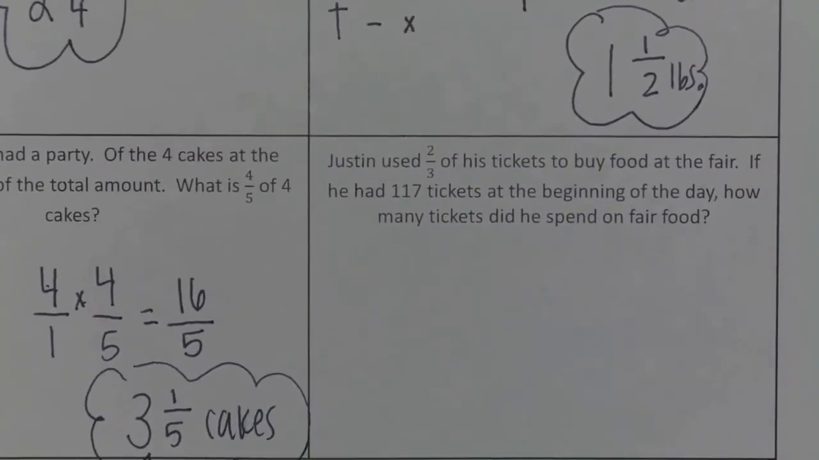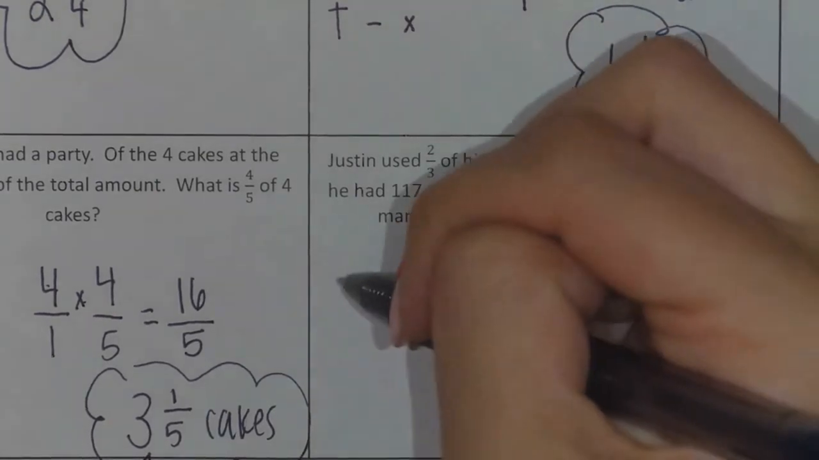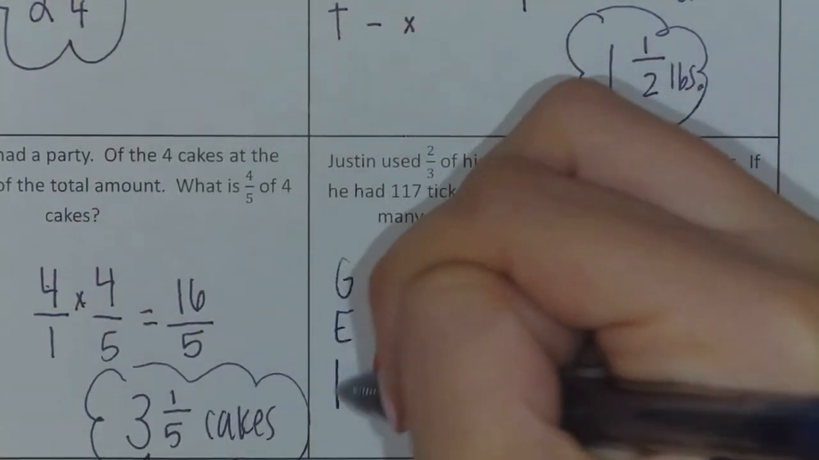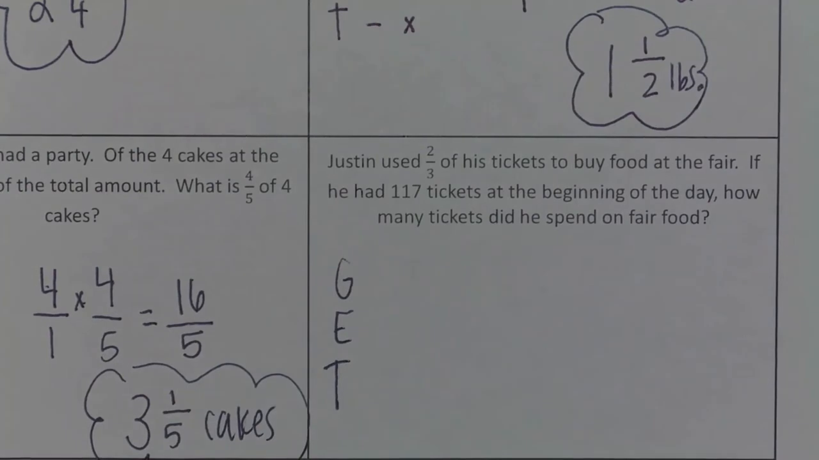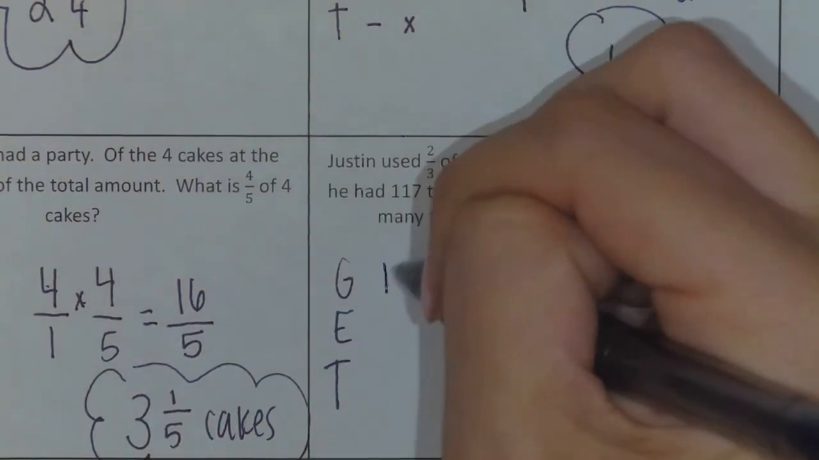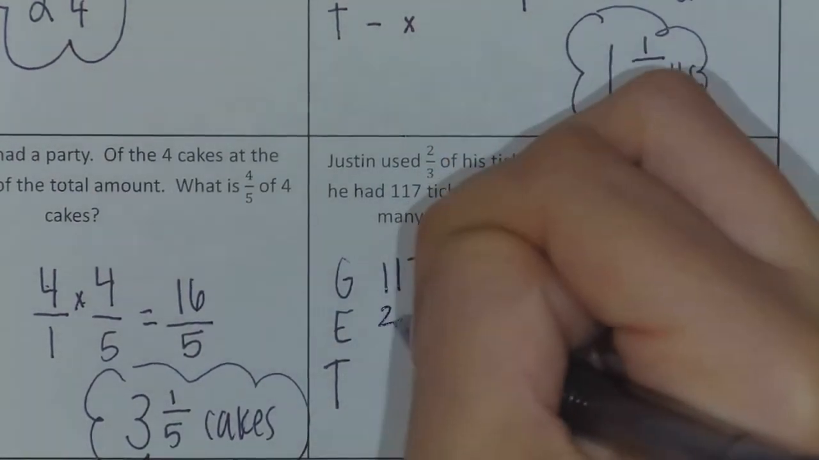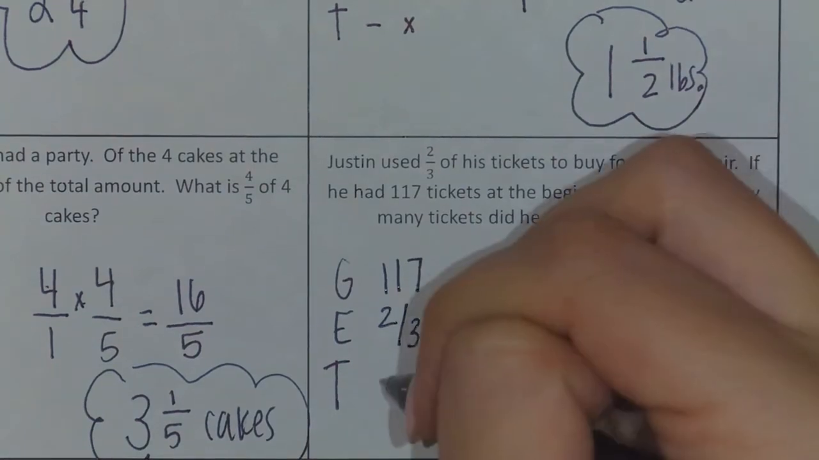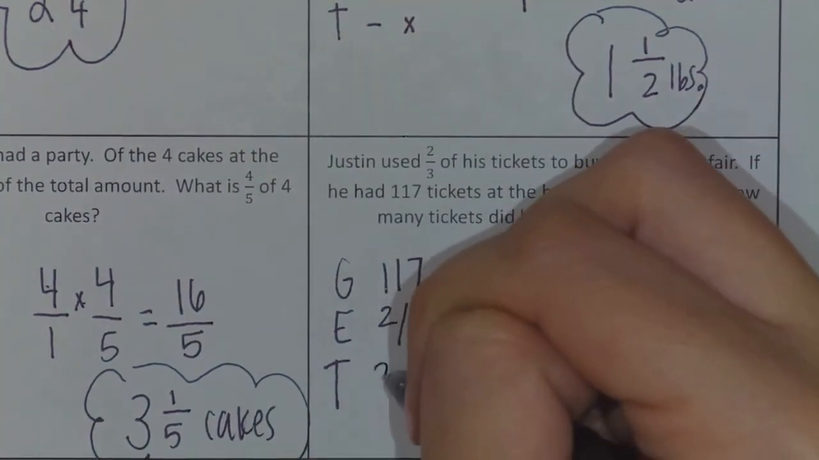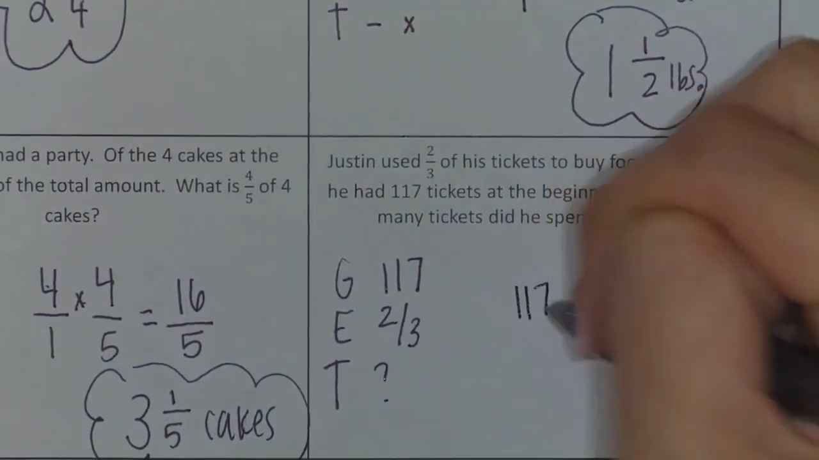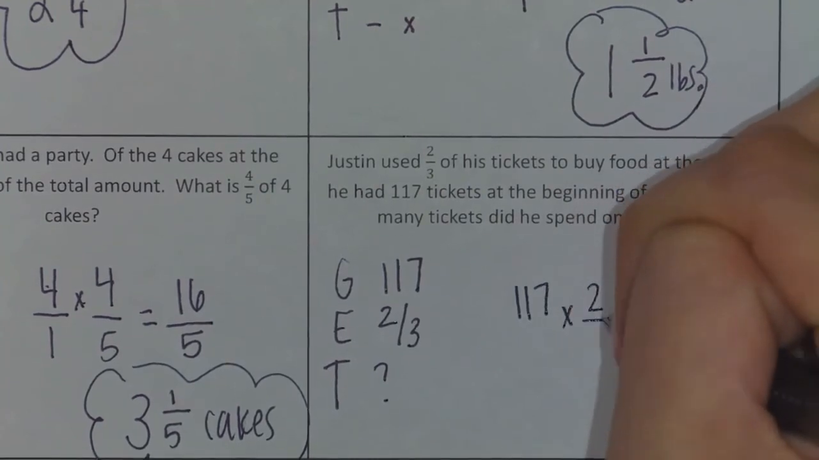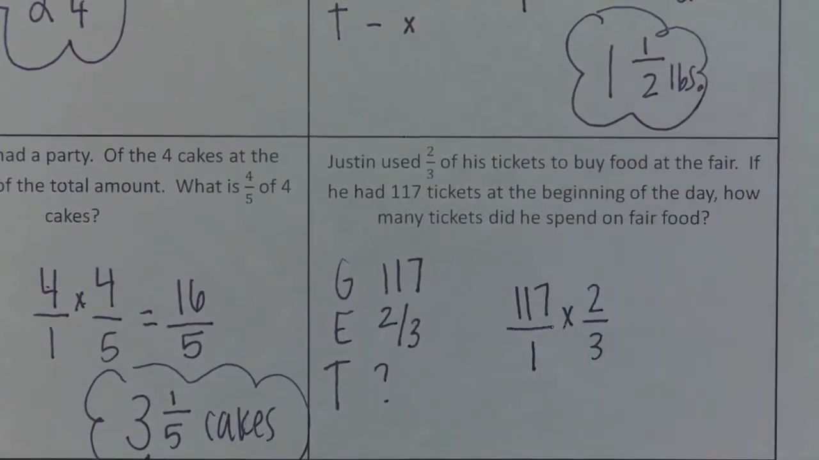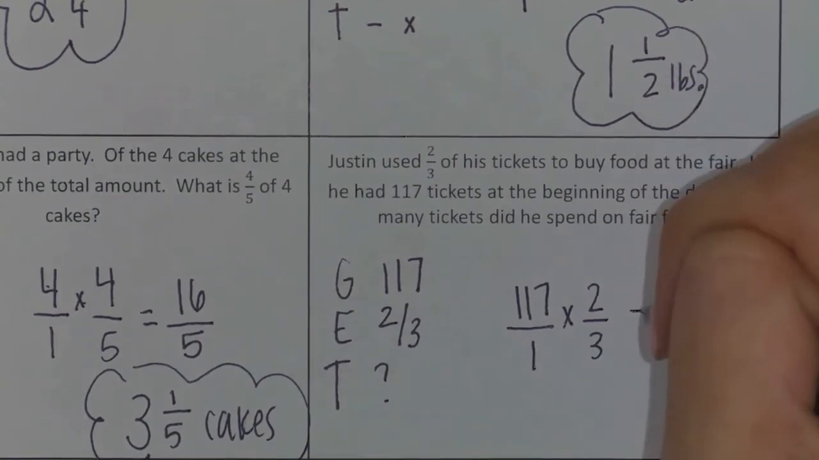And our last one says that Justin used 2/3 of his tickets to buy food at the fair. He had 117 tickets at the beginning of the day. So how many tickets did he spend on fair food? So he has 117 tickets. He used 2/3 of them. And now we need to figure out, well, what's the total amount that he used? So 117 times 2/3. So again, I'm going to give 117 a bottom.